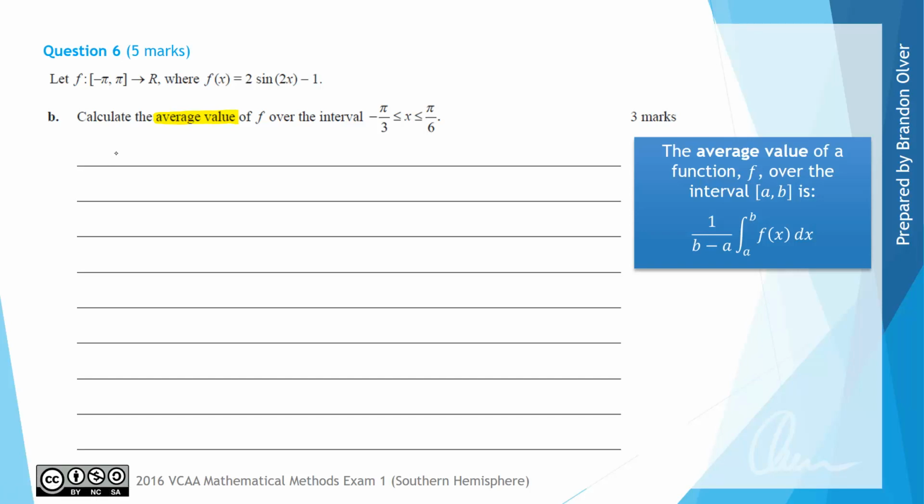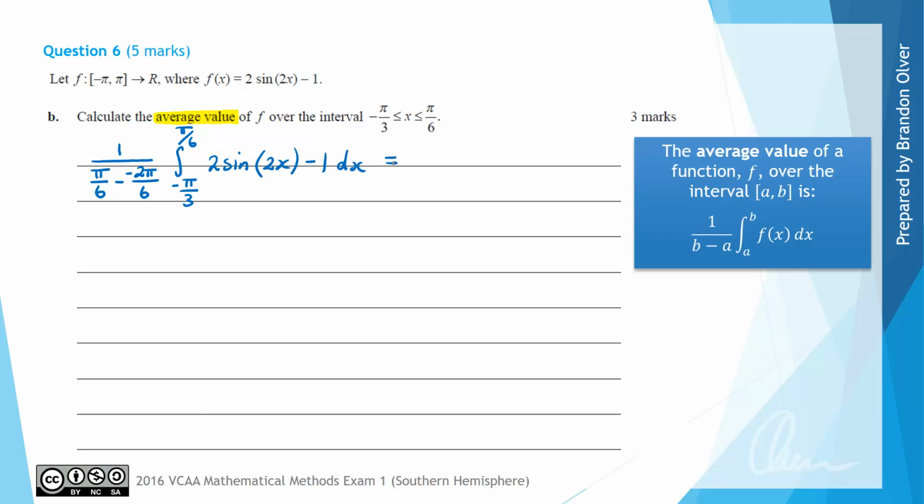So using that formula we're going to have 1 divided by b take away a, which will be pi on 6 subtract negative pi on 3, and pi on 3 can be written as 2 pi on 6. And then we're going to have the integral from negative pi on 3 to pi on 6 of the function 2 sine of 2x subtract 1 dx.